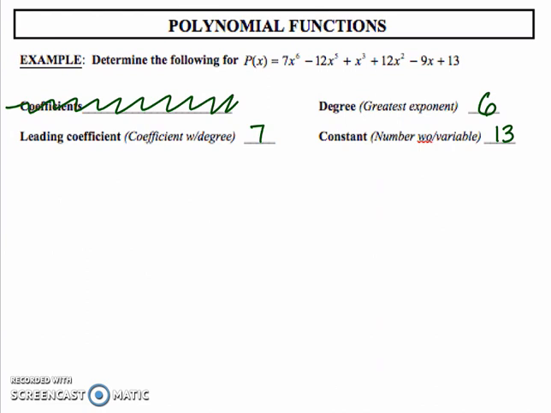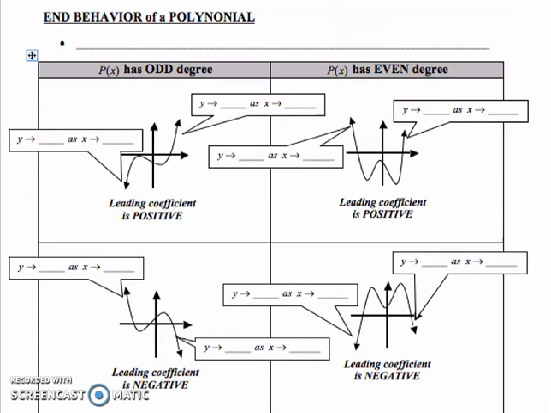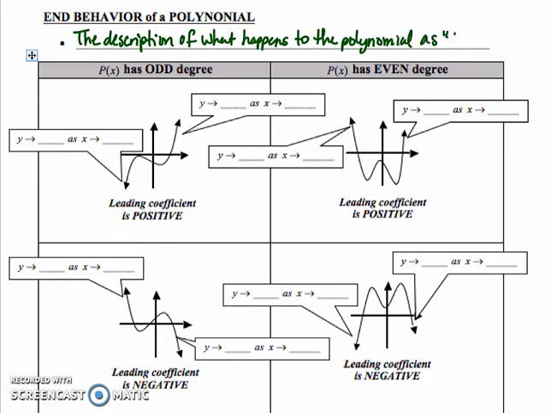Okay, so the reason that we care about the degree and the leading coefficient is that this affects the end behavior of our polynomial. You should hopefully remember this from Algebra 2. End behavior of a polynomial is the description of what happens to the polynomial as x becomes large. And when we say large, we mean as it goes to positive infinity, or as x becomes small. And when we say small, we mean x is approaching negative infinity.